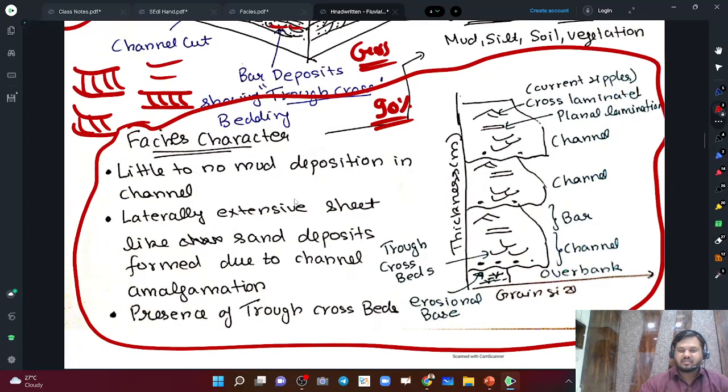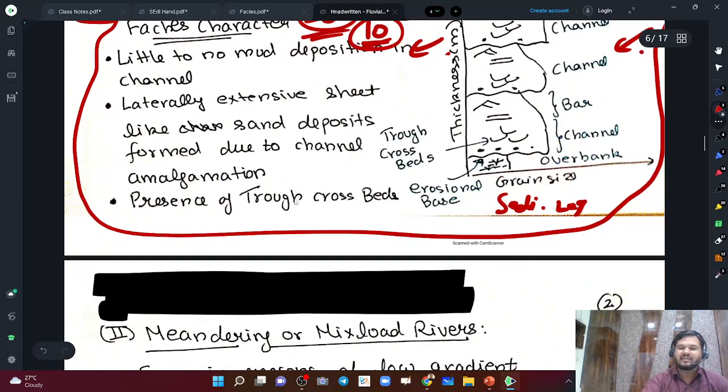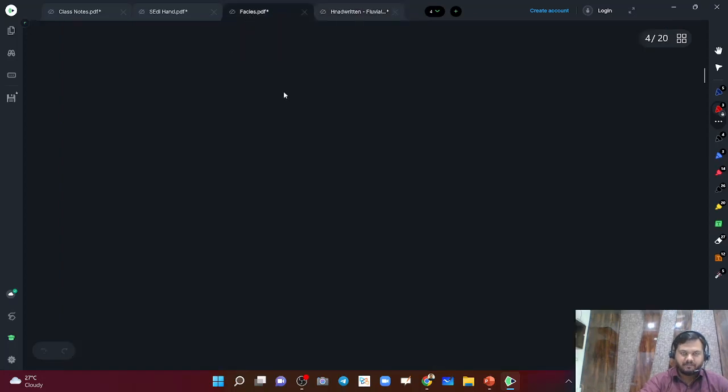Now this is the core of sedimentary facies. If you are able to learn this, you will be 10 marks ahead, right? If it is a 20 marker, the examiner will give you 18 marks. It is that impactful. So this is nothing, we call it sedimentary log. In desi bhasha you can say it is a facies diagram, right? It is a facies diagram.